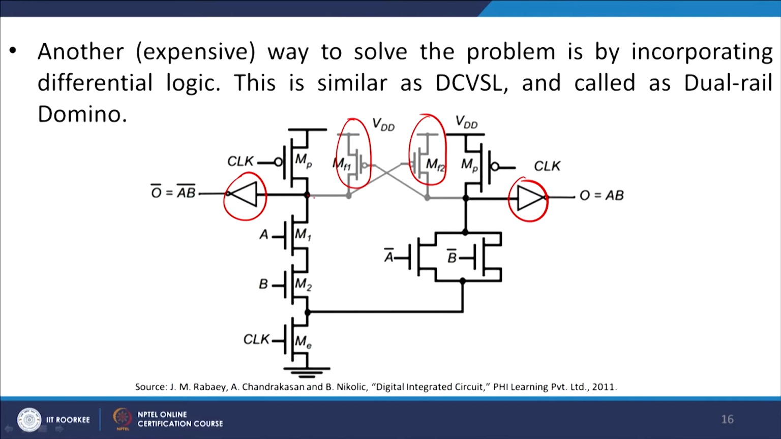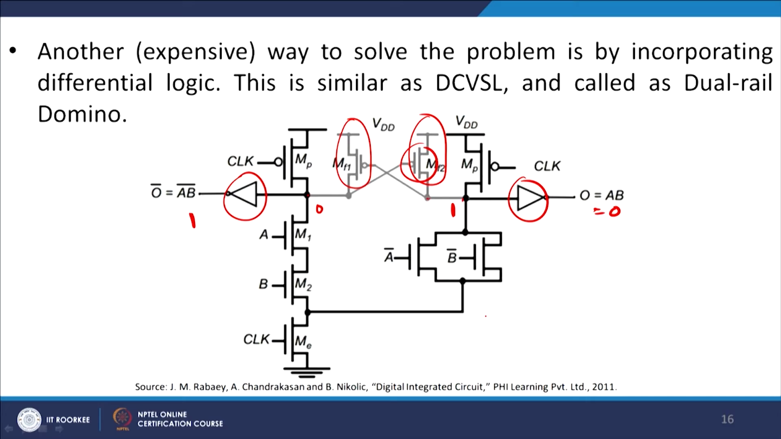It is exactly the same as DCVSL, which we have already learned in our initial modules, and this is also known as dual rail domino logic, in which I have a static inverter applied here and a static inverter applied here. I have a feedback applied here, so you have a positive feedback latch. When this goes to 0, this switches on this device, and this goes to 1 here. When this goes to 1, this goes to 0 here, and this goes to 1 here. So you have 0 and 1 coming into the picture.